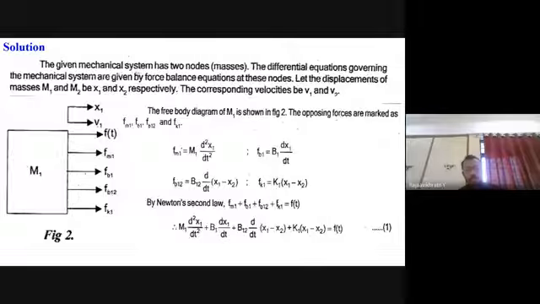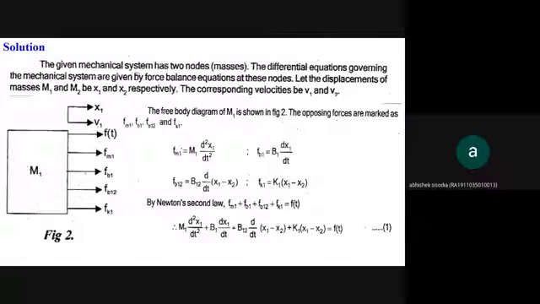Okay, man, you can wind up this session. Please solve the problem. That is the M1 free body diagram. Write the differential equation. M2 free body diagram. Write the differential equation. Okay, sir.